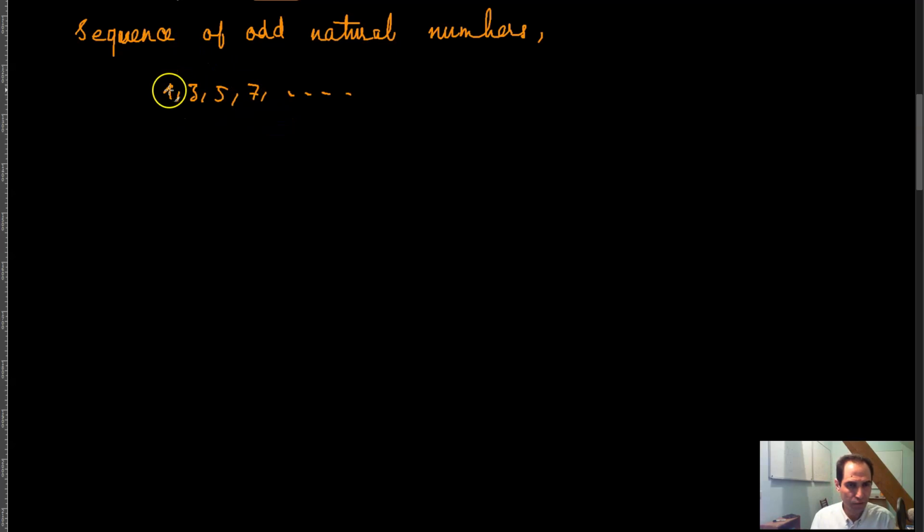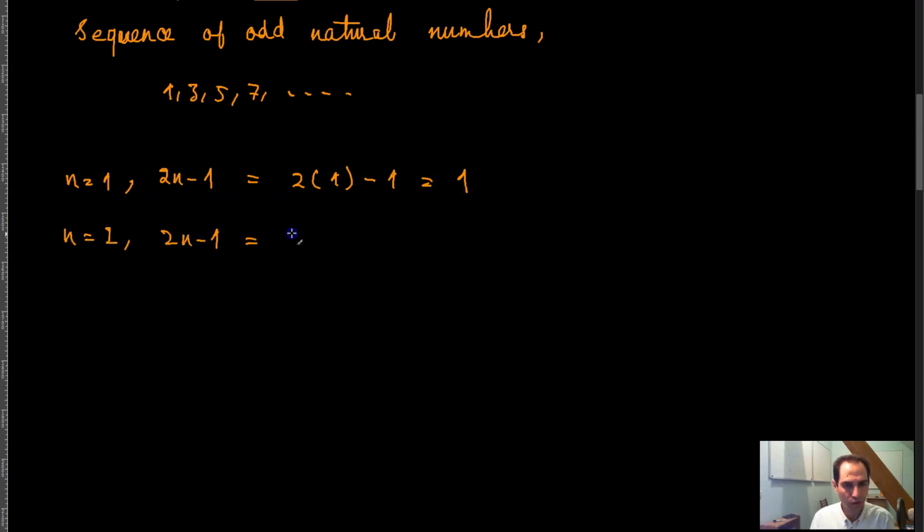But in this case, if you're starting from 1, the first one can be written as 2n minus 1. If n is equal to 1, then 2n minus 1 would be equal to 2 times 1 minus 1, which gives you a 1, right? That gives you basically 2 minus 1 is equal to 1. If n is equal to 2, then 2n minus 1 will give you 2 times 2 minus 1, which is equal to 3. As you can see, we are getting the terms over here.